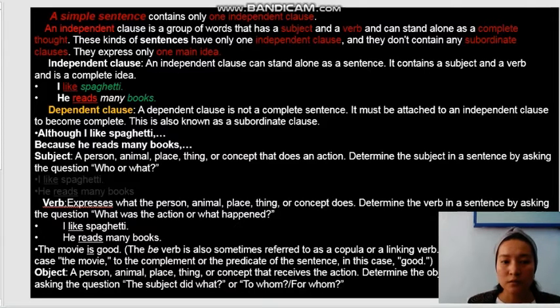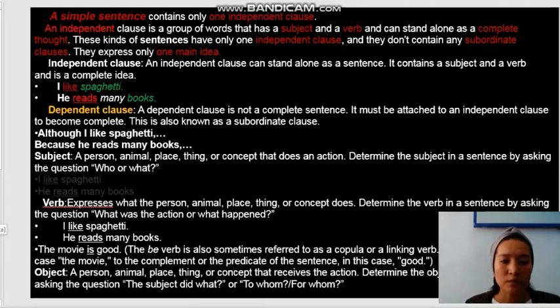As I have just mentioned earlier, here is an example. I like spaghetti. He reads many books. These sentences could stand alone as a sentence, and these sentences have one subject and one verb. Here the subjects are I and he, and the verbs are like and reads.